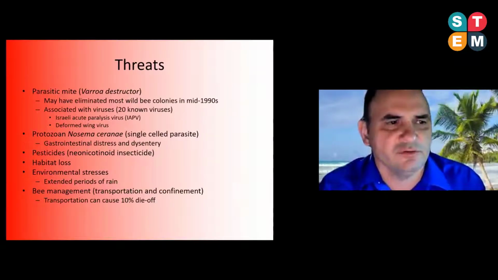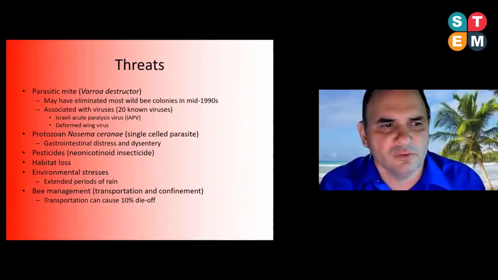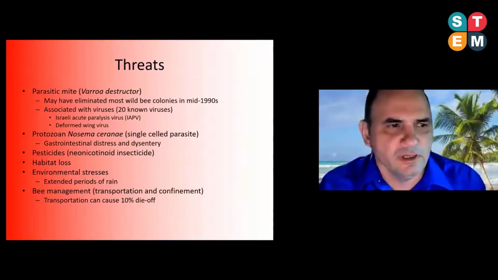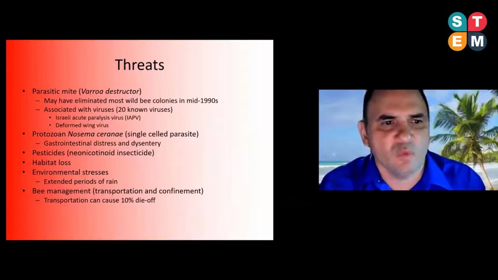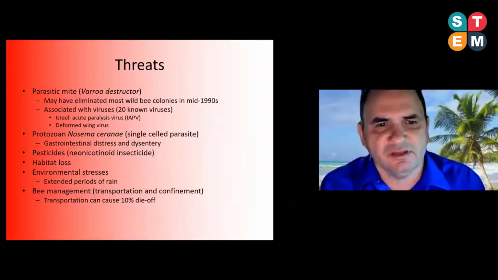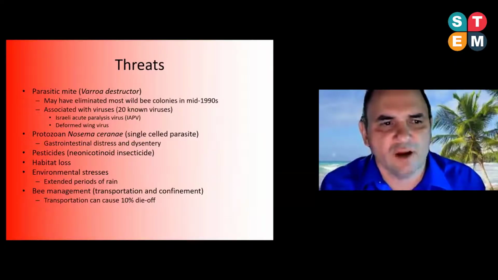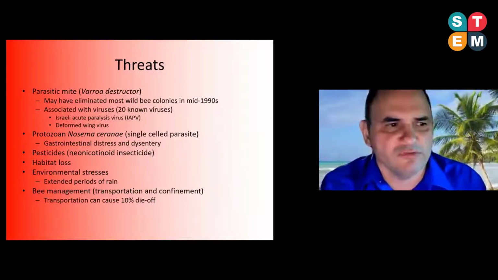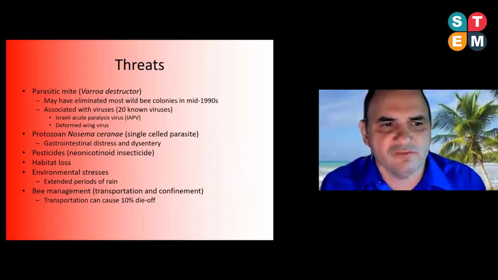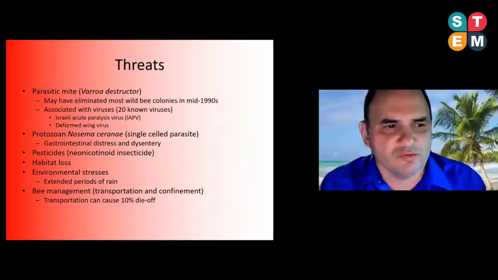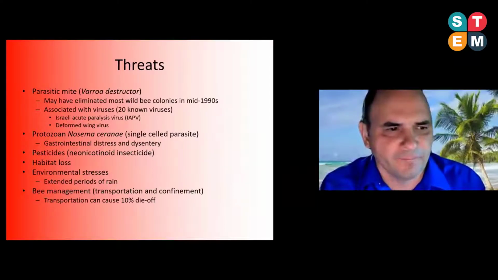These threats include the parasitic mite, known as the Varroa destructor, and this mite may have eliminated most wild bee honey colonies in the mid-1990s, and it's associated with viruses. So there are 20 known viruses. The most prominent ones are the Israeli acute paralysis virus and deformed wing virus. There's also the protozoan Nosema ceranae.